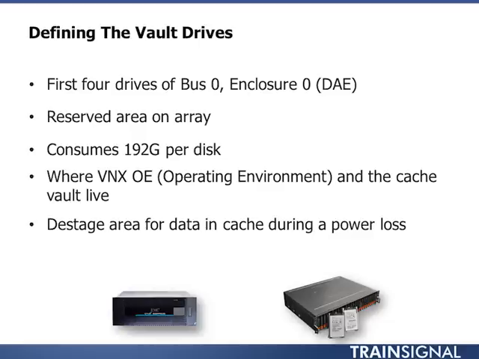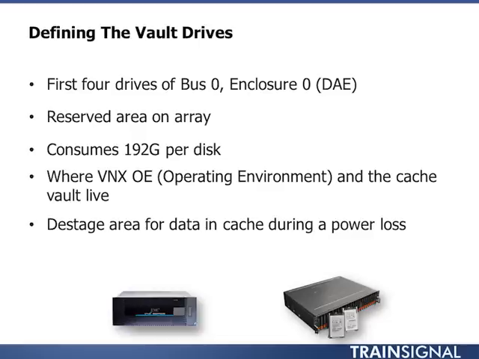Now, with the vault drives, I didn't mention earlier, but 192 gig of each of those 4 disks is consumed for these capabilities, both the operating system and the cache vault itself. Now, there are some other things in there as well that I haven't mentioned that I won't get into, but I wanted to mention those are the 2 providers of what the vault drives give you. So just keep that in mind.